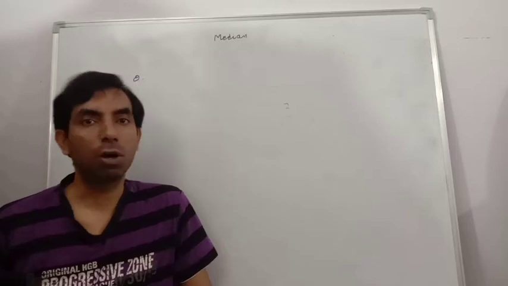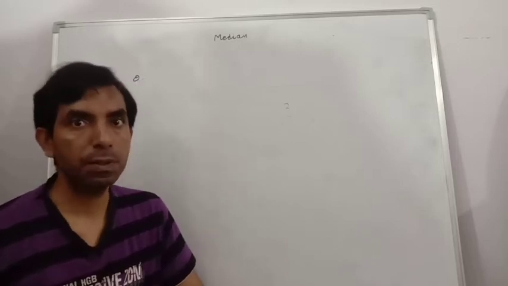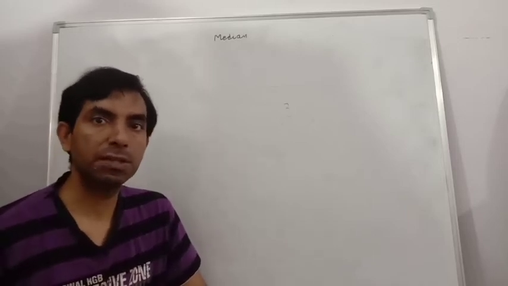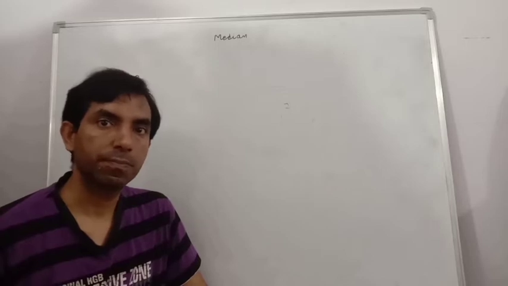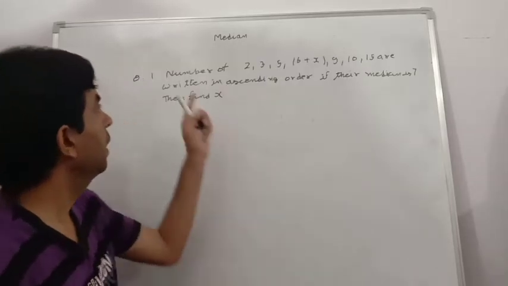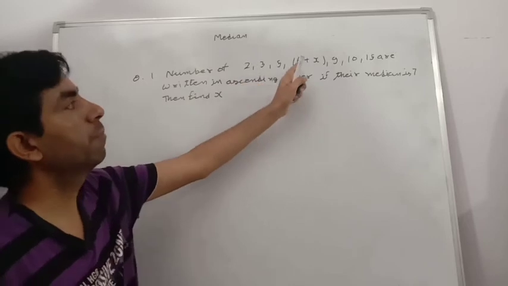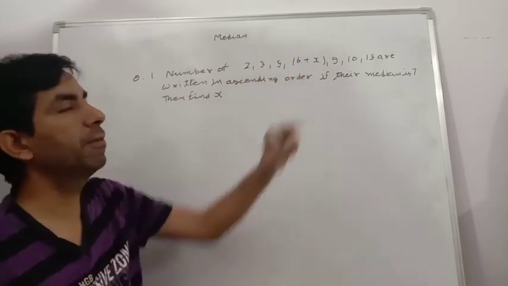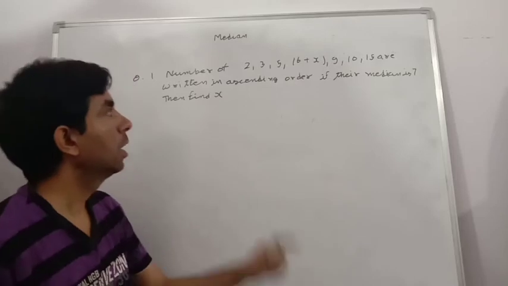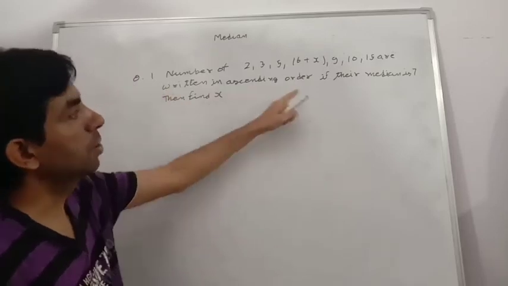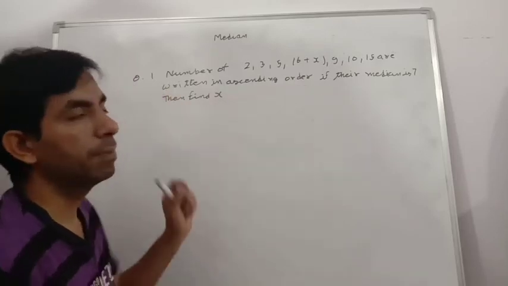So how can we solve the median? Let's start today's first question. Here we have given numbers 2, 3, 5, bracket 6 plus x, 9, 10 and 15, written in ascending order. Their median is 7, the median is given.